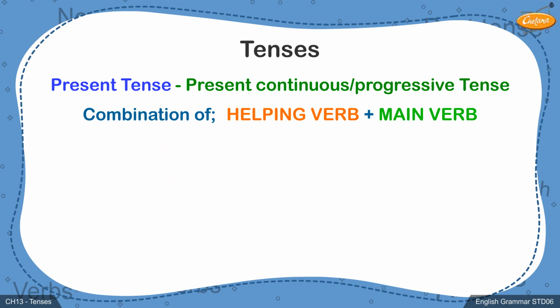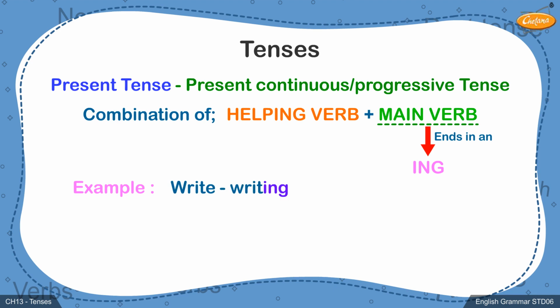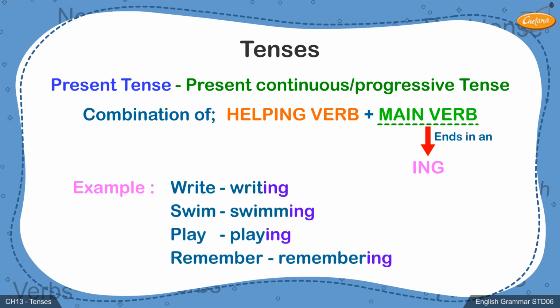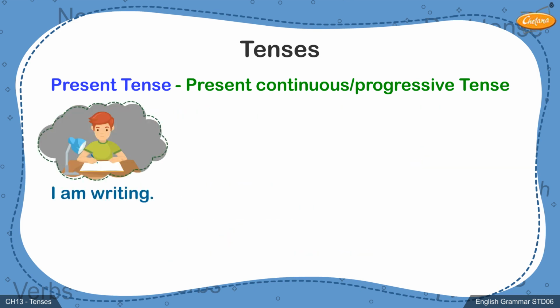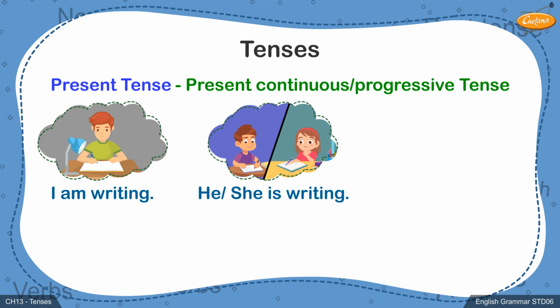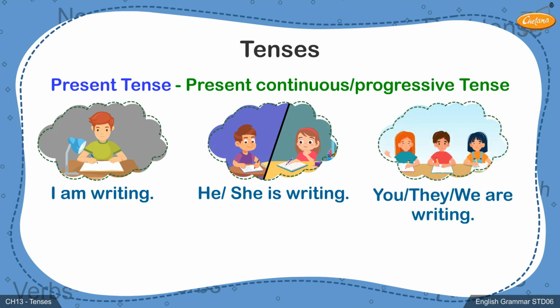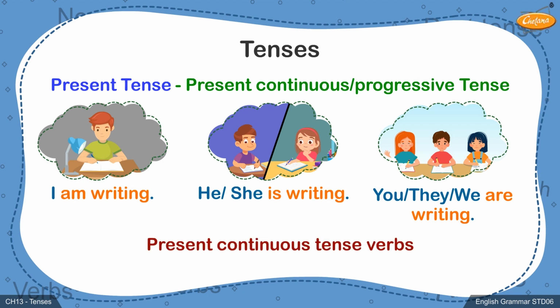Students, you must always remember that the main verb in continuous tense always ends in ing. For example, the ing form of the verb write is writing. This verb must be used after adding the helping verb in the following manner. I am writing. He or she is writing. You or they or we are writing. Am writing, is writing, are writing become the present continuous tense verbs.